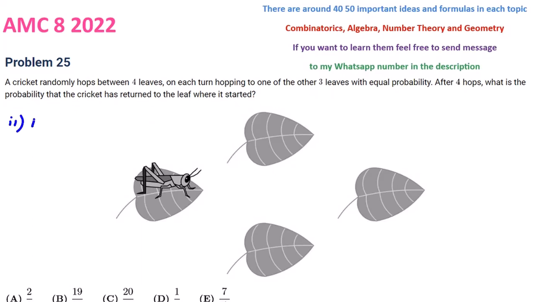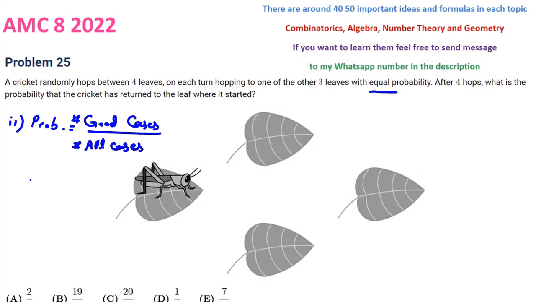Okay, so when you want to find probability, it says each turn hopping to one of the other three leaves with equal probability. If we didn't have this equal probability, then we couldn't solve only with counting. But here, when we have equal probability, you can say the answer is number of good cases over number of all cases.